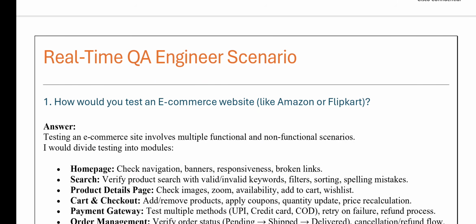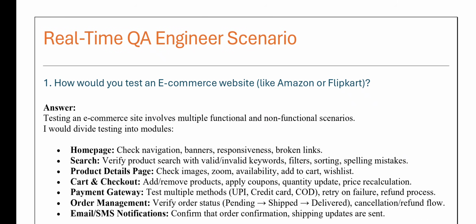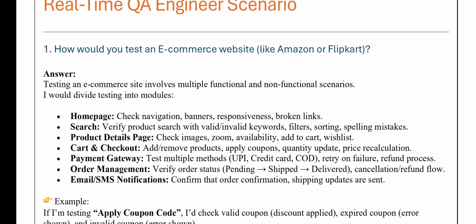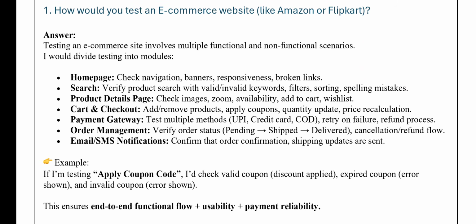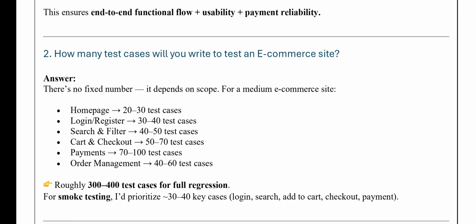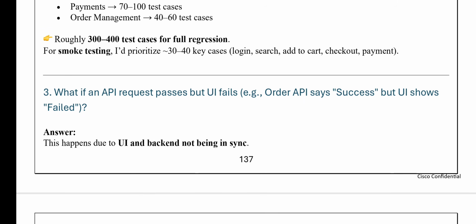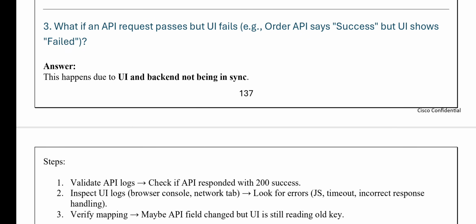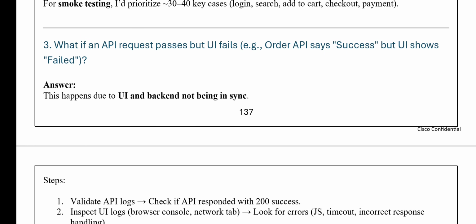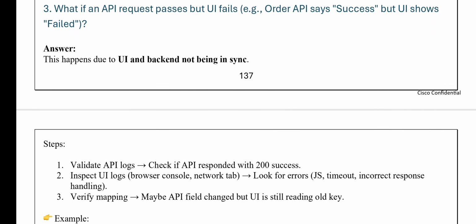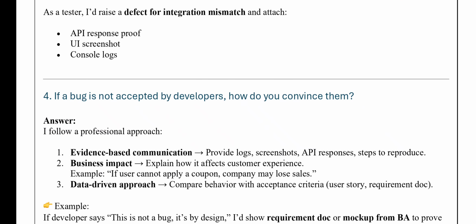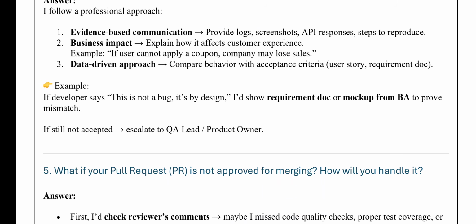Okay, and in the next module we have spoken about real-time QA engineer scenarios. How do you test an e-commerce website like Amazon or Flipkart? How many test cases will you usually write to test an e-commerce site? And what if an API request passes but the UI fails? And if a bug is not accepted by the developer, how do you convince them?